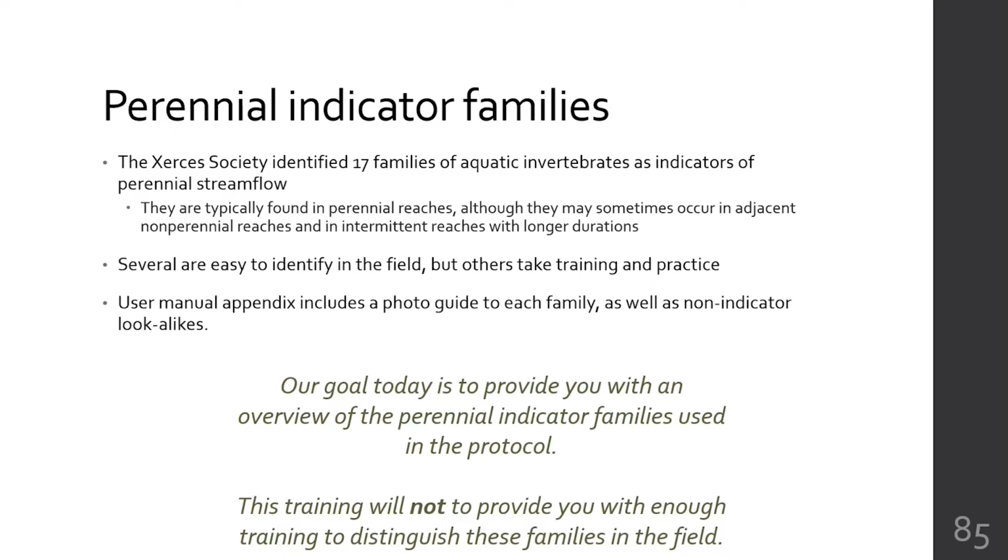Some of them are pretty easy to ID in the field, but others do require some training and practice, particularly because you need to learn to distinguish them from similar looking non-indicators. The user manual contains an appendix that shows every family and selected non-indicator lookalikes. Today, our goal is to provide you with an overview of these families, but it is not going to provide you with the training you need to actually identify and distinguish these families in the field. So you do need to get some more training on that specifically.